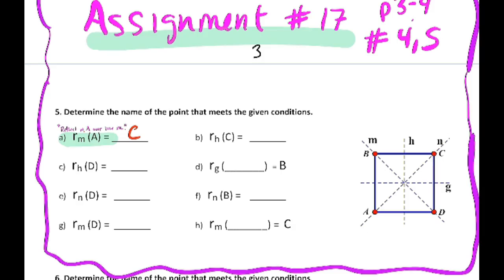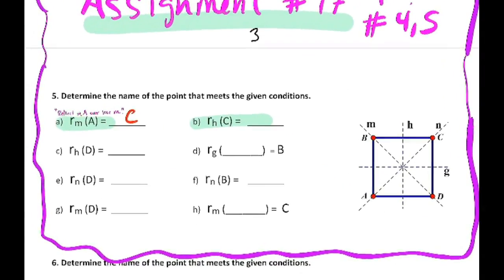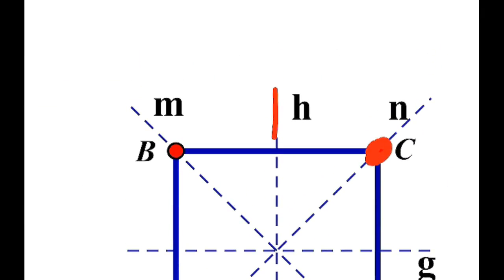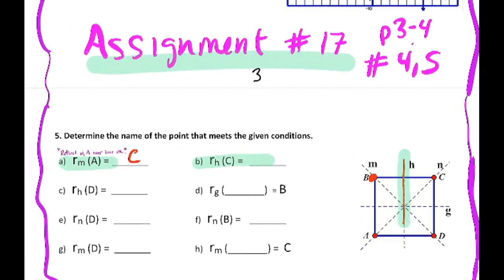The next one, we're going to reflect point C over line H. So we have point C over line H. Remember what we just said. This is the line of reflection. We have to hit that perpendicularly. It has to be a 90-degree hit. We can't go diagonally and bounce off of it this way. It has to be 90 degrees because the line of reflection is the perpendicular bisector, which means 90 degrees. That means we're going to end up over here on point B.